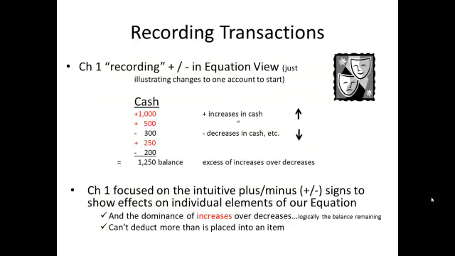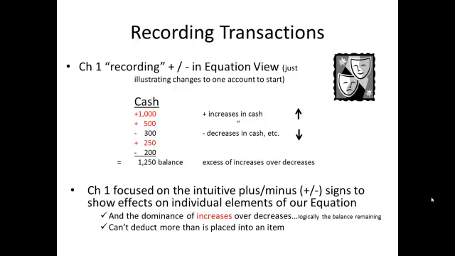Okay, let's go back to chapter 1. We use the equation view. We kept track of cash coming in and cash going out. For instance, here we have an example of cash came in for $1,000. Another transaction, $500 increased cash. Then we had a decrease in cash of $300. Another increase, another decrease of $200 for a balance of $1,250.